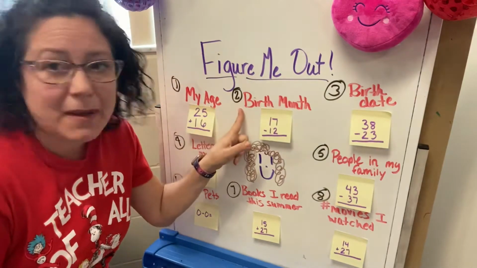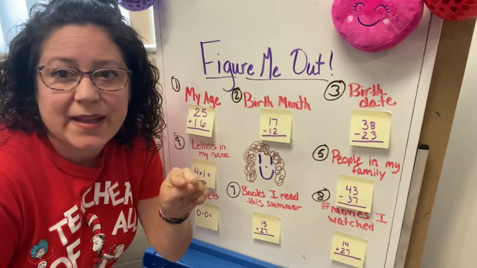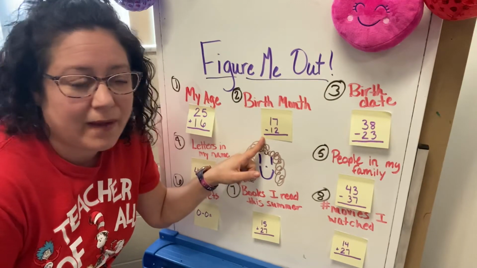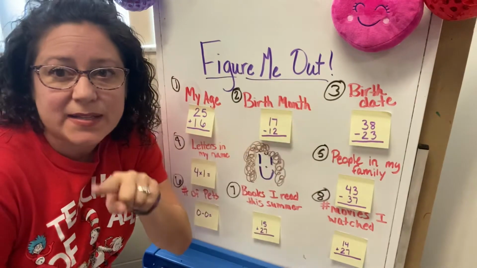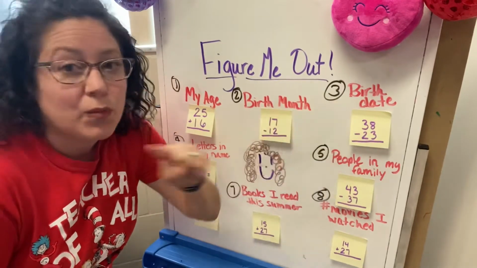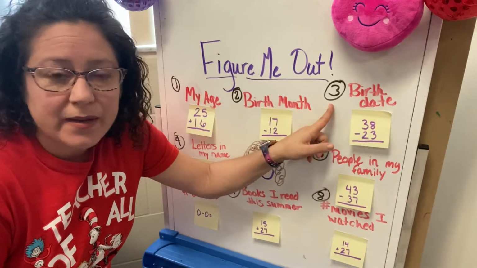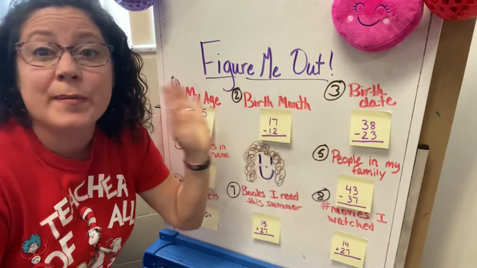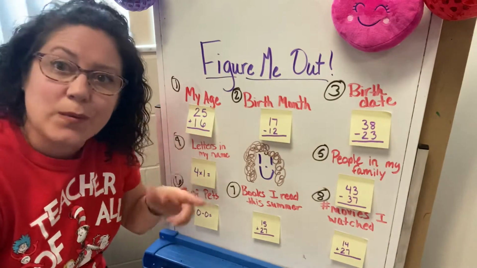Number 2, that's my birth month. That's the month that I was born in. And the problem next to number 2, write 17 minus 12. And that's my birth month number, okay? Number 3, that's my birth date. That's the day I was born in this month. Next to number 3, write 38 minus 23, okay? Remember, you can solve all these at the end. And if you didn't get it, you can watch it again.